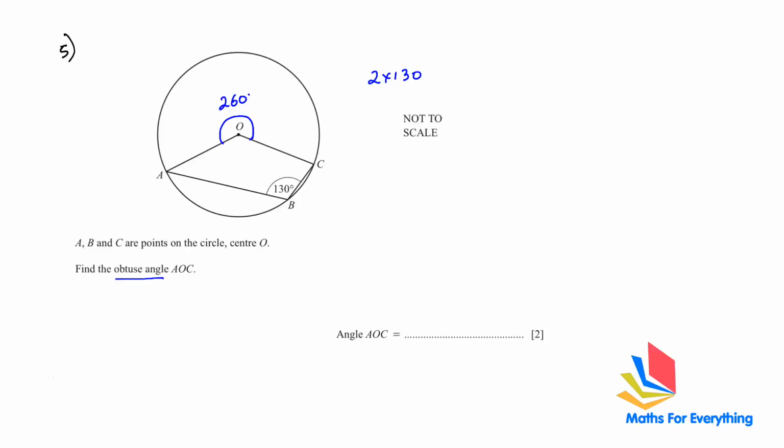We also know that angles at the center add up to 360. So if I want to find this angle here, I have to subtract 260 from 360, and that will give me 100. Therefore, angle AOC is equal to 100 degrees.